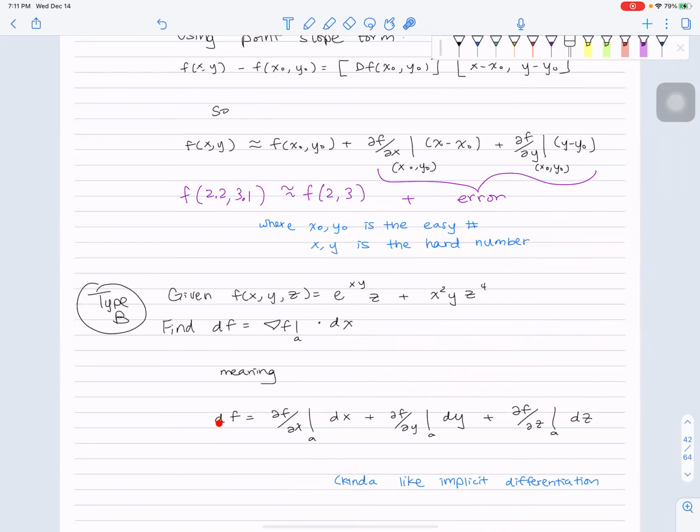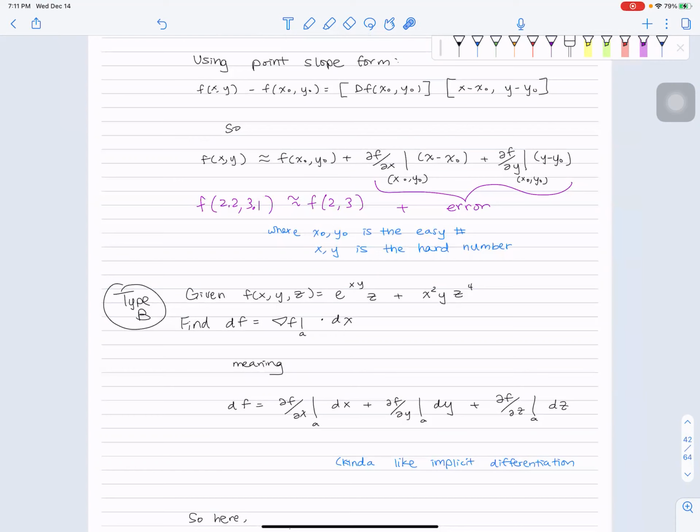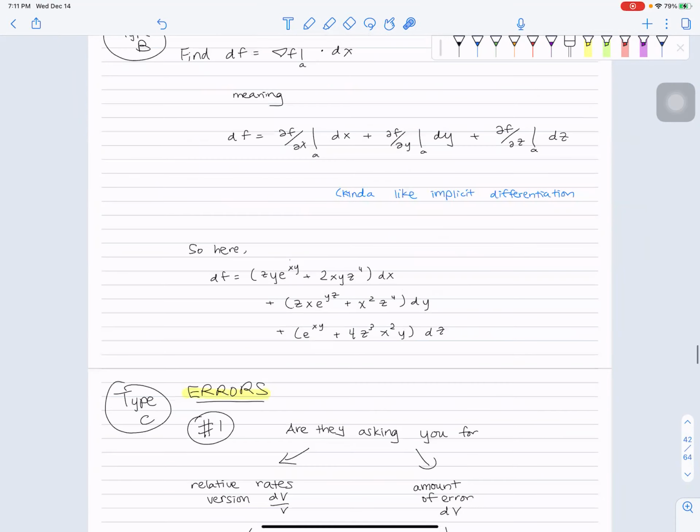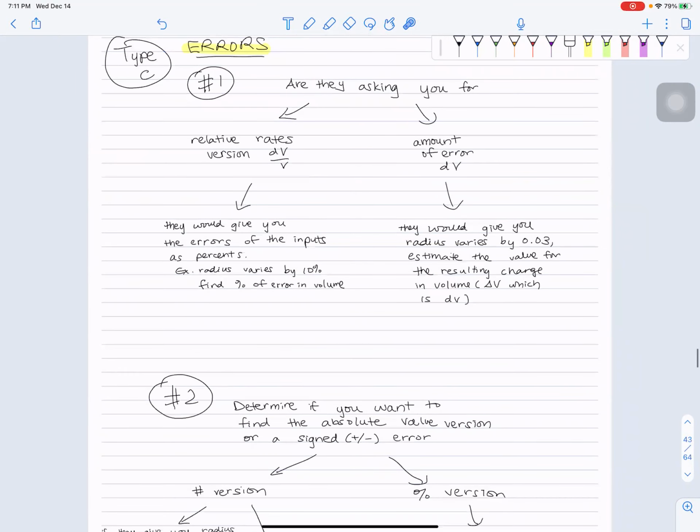Df specifically is each of your partials multiplied by dx, dy, dz. And you can almost think of this like implicit differentiation. Okay, and for your errors, there are 2 versions. So I have this little chart that you can follow.